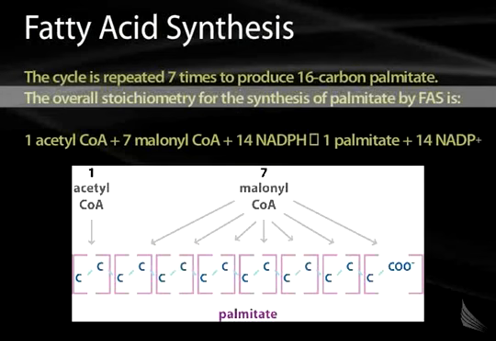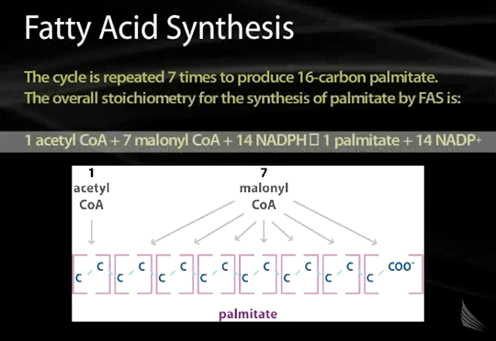The overall stoichiometry for the synthesis of palmitate by FAS is this: 1 acetyl-CoA plus 7 malonyl-CoAs plus 14 NADPH gives you 1 palmitate plus 14 NADP+.